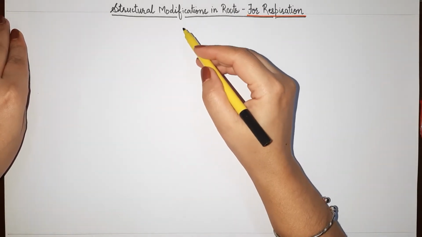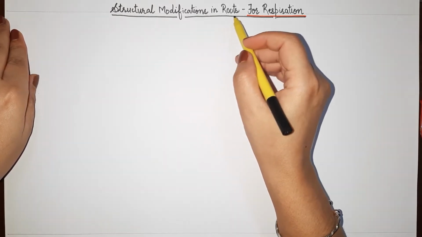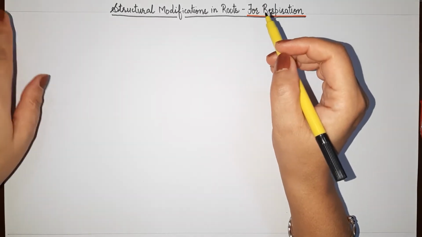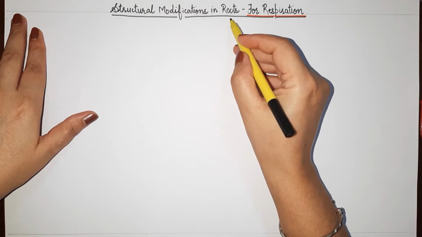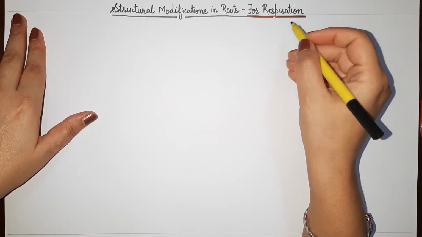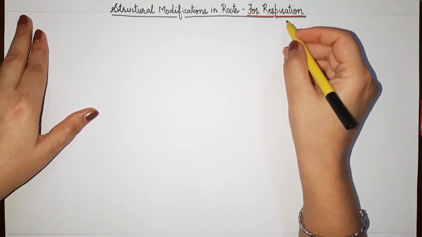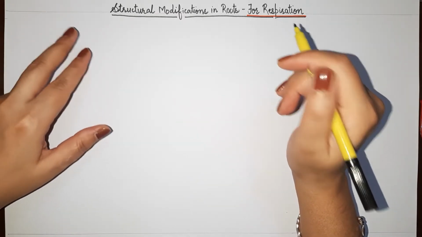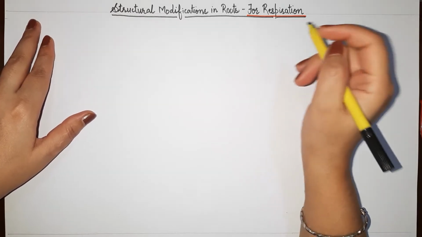Today we are going to start with the new topic, that is structural modifications in roots. Earlier we discussed storage roots, their morphology and anatomy. Now today we are going to discuss roots in relation to respiration, where roots are modified to perform the function of respiration as well. So we will discuss morphology as well as the anatomy part, citing a few examples.